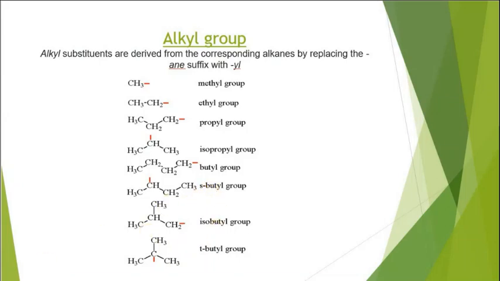Similarly, if a branched butyl group is being attached through the terminal end with any chain, it is called isobutyl group. Similarly, we can have a tertiary butyl group as well, in which the central carbon, which is highly branched, is attached with the major chain. It is called tertiary butyl group.